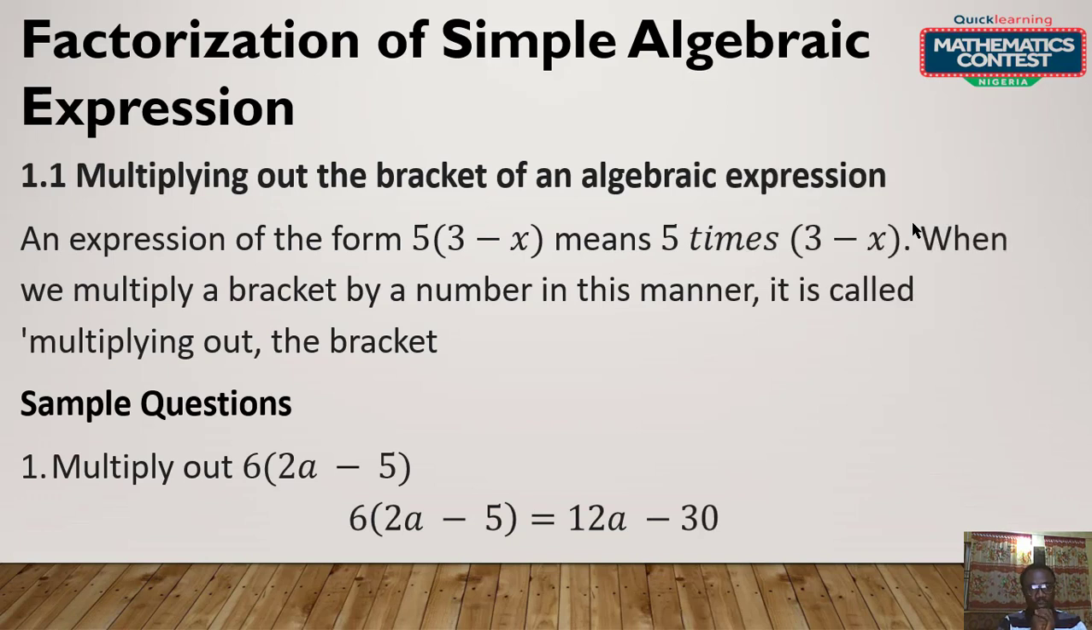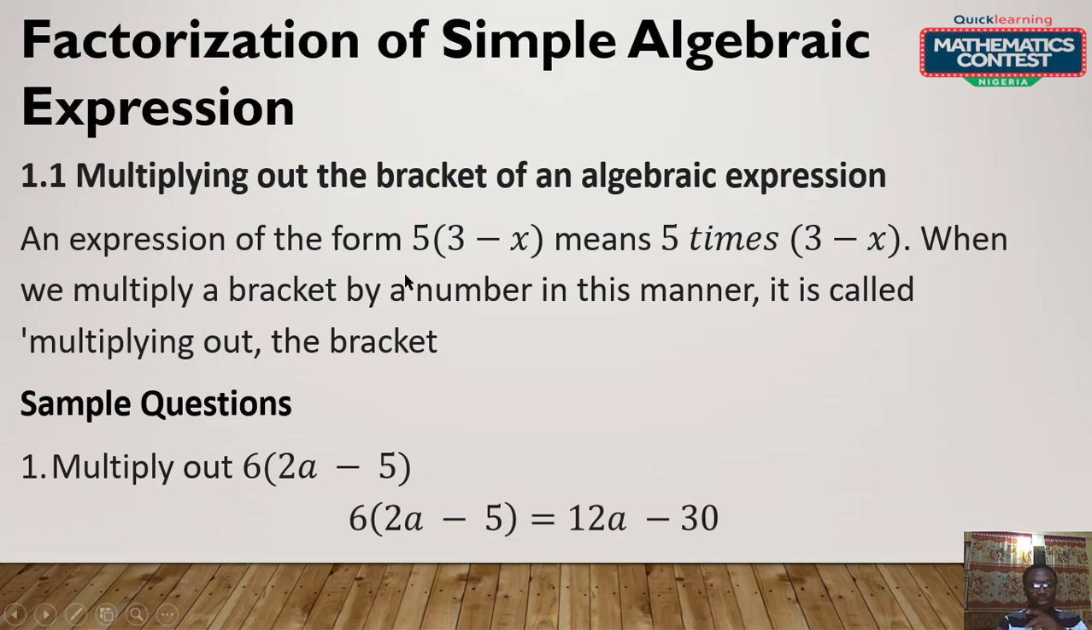Now let's see something. This expression, 5 into the bracket 3 minus x, means that 5 is multiplied by 3 minus x, or in other words, it means that 3 minus x occurs in 5 places. When we multiply a bracket by a given number in this manner, it is called multiplying out. That is, we're trying to multiply out the number inside the bracket by 5, or writing out the number in the bracket in 5 places.